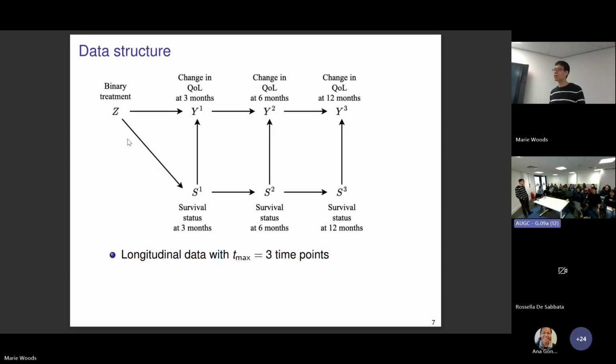So this is the data structure of this study. We have a binary treatment at the baseline, which we call Z. We have 3 follow-ups here: 3 months, 6 months, and 12 months. At each follow-up, we first look at if the patient is still alive. If they are alive, then we look at their change in quality of life at this particular time. So this is a longitudinal data set with about 3 time points.